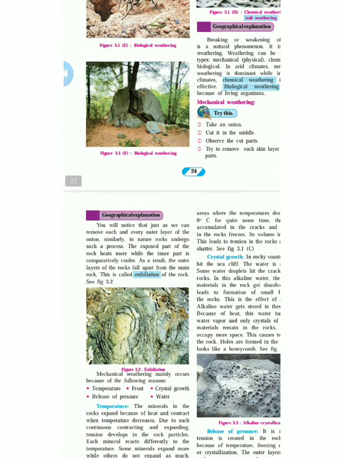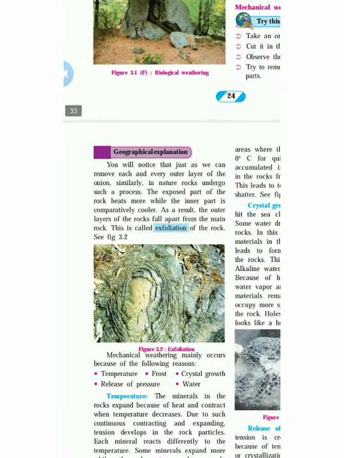Then geography, you will notice that just as we can remove each and every outer layer of the onion, similarly in nature rocks undergo such a process. The exposed part of rocks heats more, while the inner parts are comparatively cooler. As a result, the outer layers of the rocks fall apart from the main rocks. This is called exfoliation. See this picture. This seems like an onion. When you cut the onion, you can remove the upper part, and then it goes in layers. When the upper part is hot, it leaves the layers.